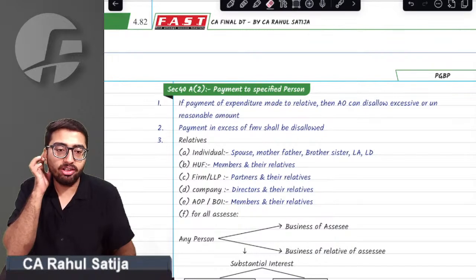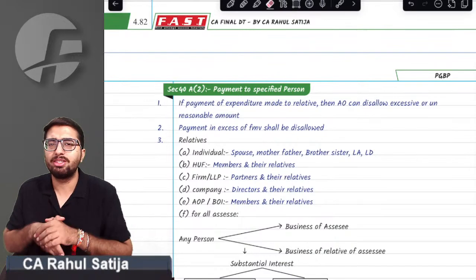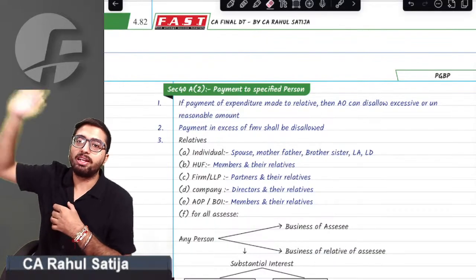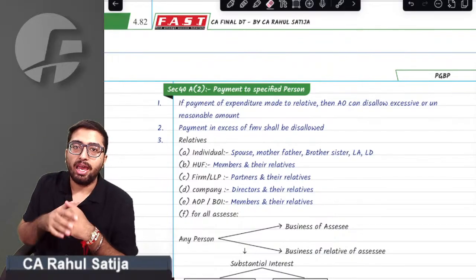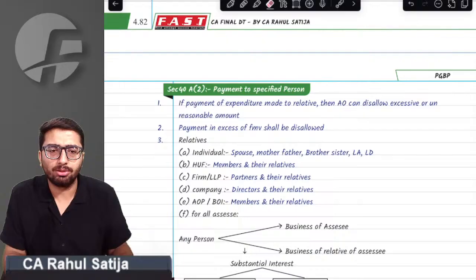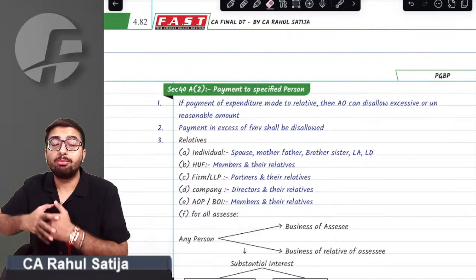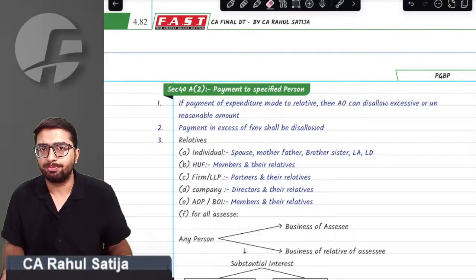So, continuing further, today we are starting off with section 40A(2). 40A(2) is a beautiful section. It says, if you make any payment to your relative, excess over FMV will be disallowed. If you make any payment to any of your relative and you pay more than its FMV, then whatever excess you are paying shall be disallowed.